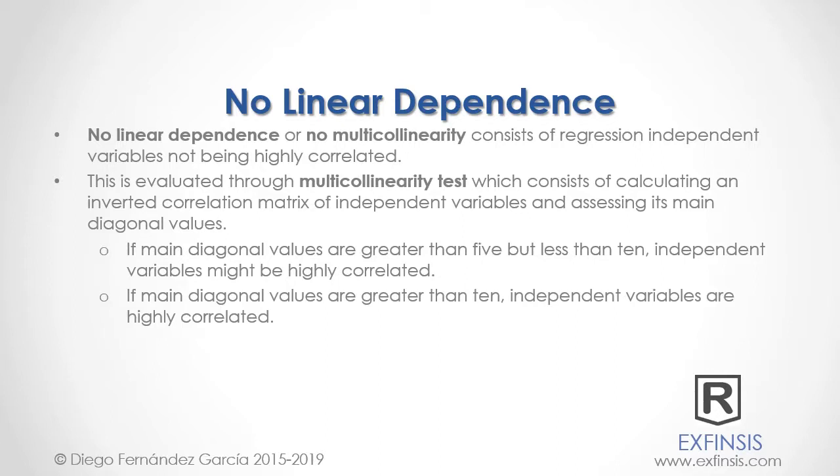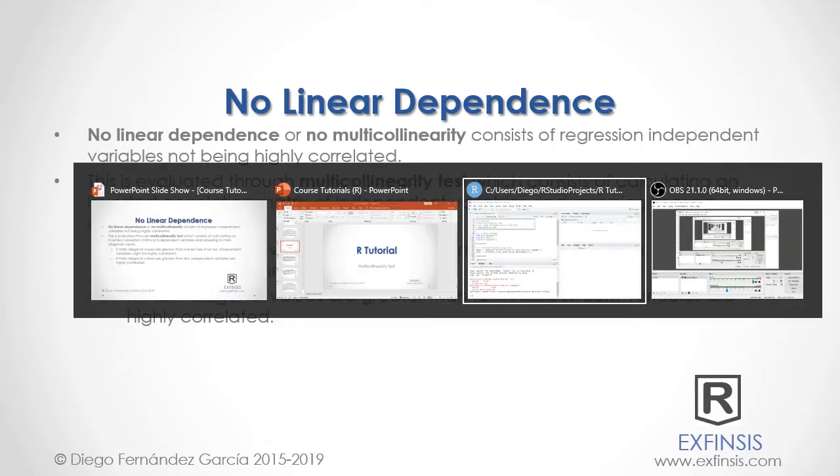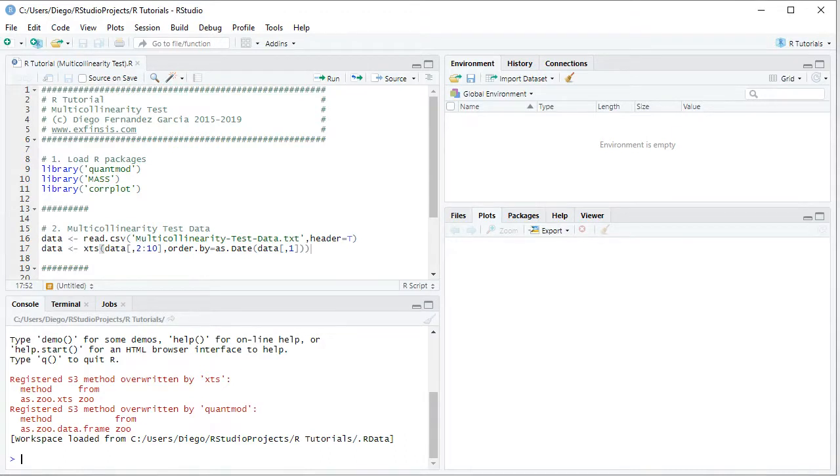Great. So let's go into RStudio so that we can study no linear dependence through the multicollinearity test with greater detail. Excellent. So here we are within RStudio. In this tutorial, we'll be working within our tutorial multicollinearity test code file.